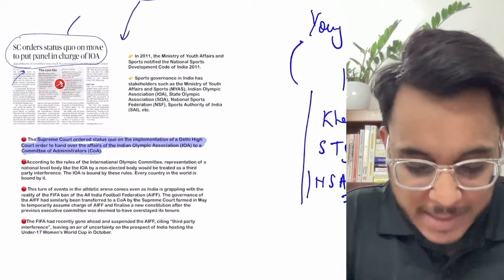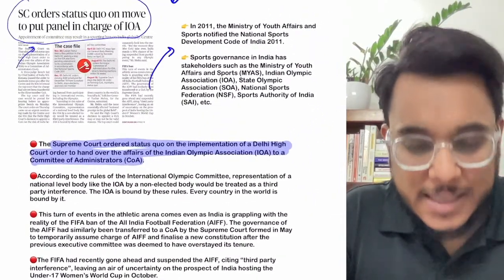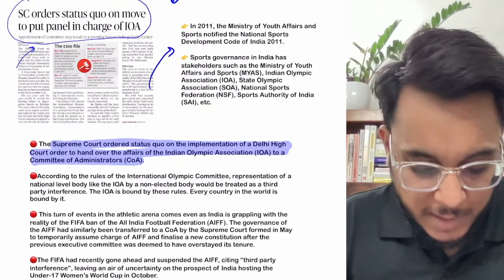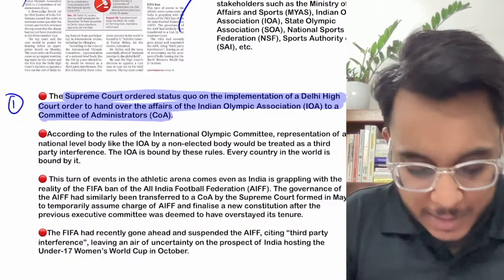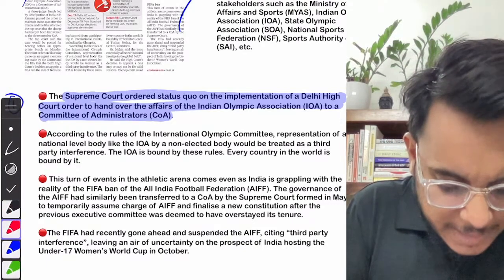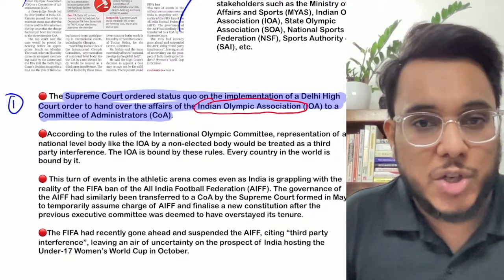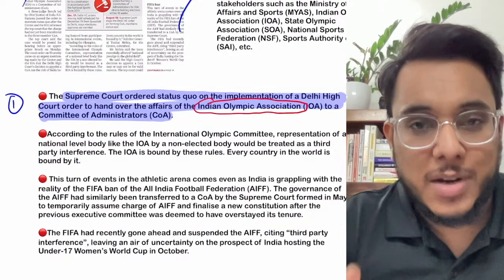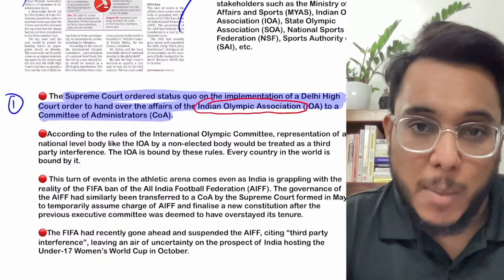So, guys, there have been certain issues in the past. First of all, I'll tell you the issue, and then we'll see this in connection with sports governance. Now, guys, what has happened? There is the Indian Olympic Association, which is the nodal agency that represents India in the Olympic Games.